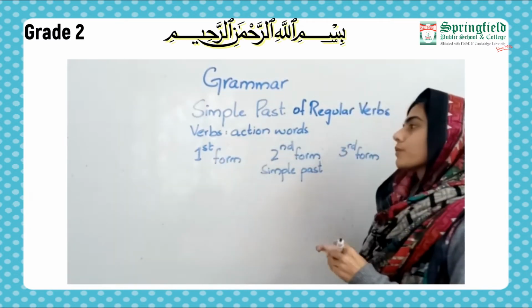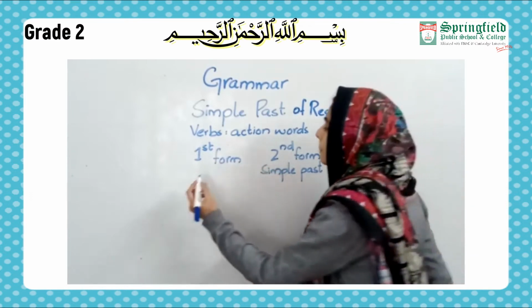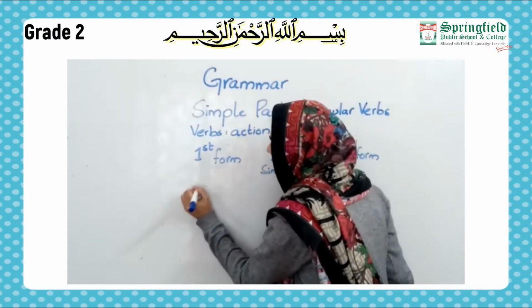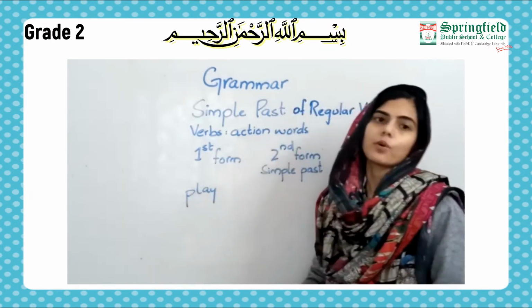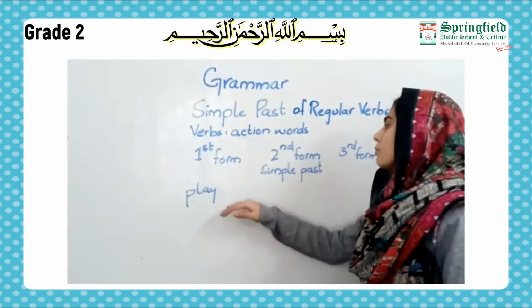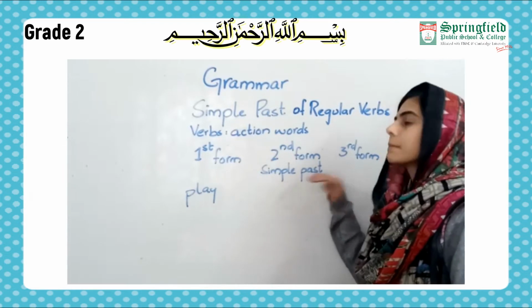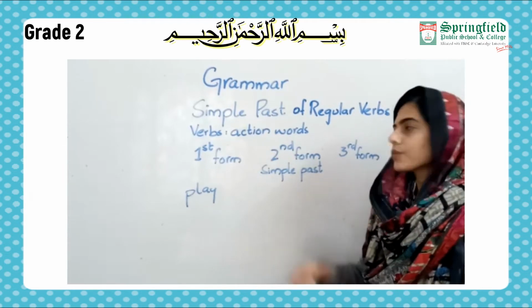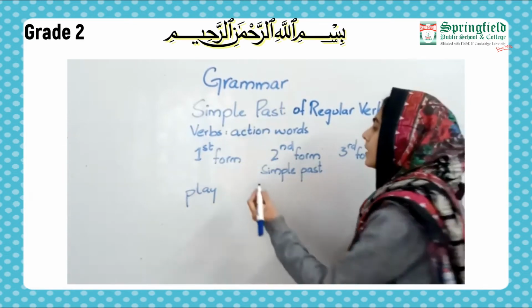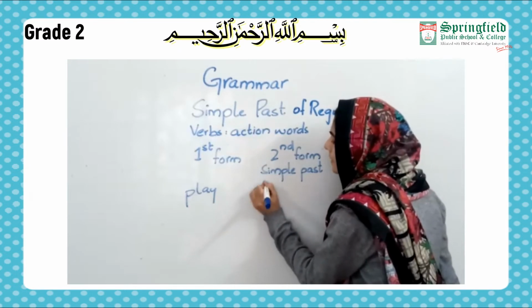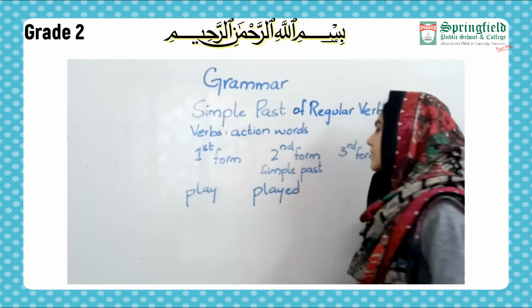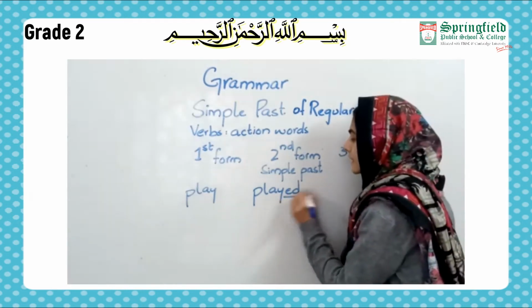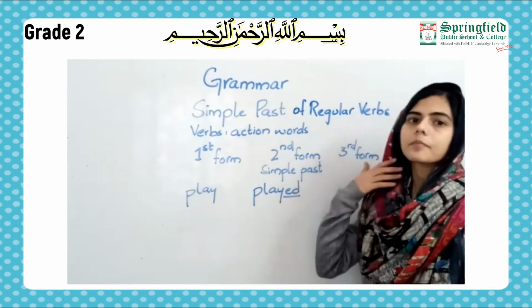Now the first form of the verb, let's take a verb play. That is the present form or the first form of the verb. Moving towards its second form or the simple past. Now what will be its second form? Played. We simply added ed at the end.